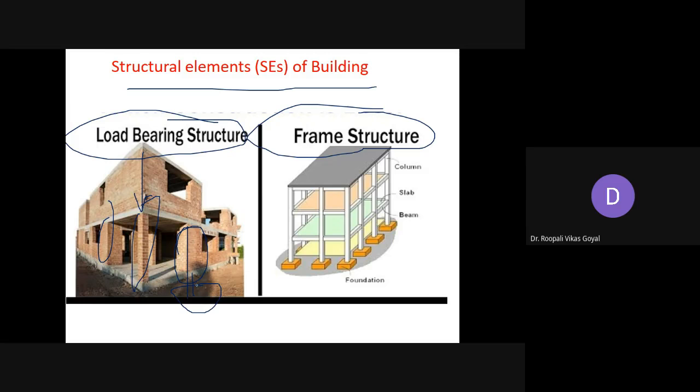And next is frame structure. So basically the frame structure consists of columns, these vertical columns, and these horizontal beams. So whatever load of this slab, that will come to this beam and that will transfer to this column and then ultimately it will be transferred to the foundation. So here all these walls are not responsible for taking the load, जहाँ पे ये load bearing structure में these walls are responsible for taking load. So these are the elements which are called structural elements of building. So that should be properly secured so that it can be prepared disaster proof.